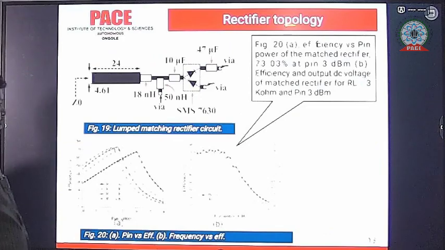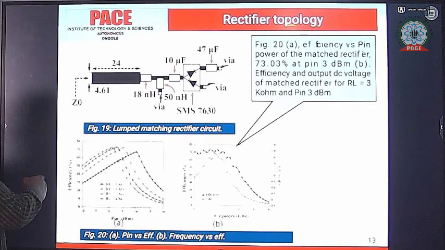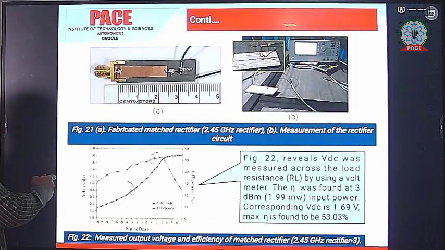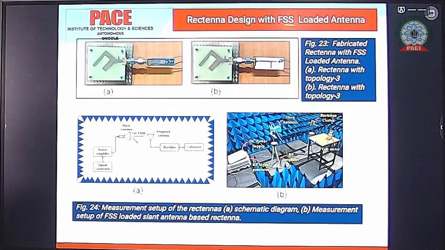Previously we designed the antenna, and then connected the rectifier part. So this entire part is considered the rectenna, or rectifying antenna. This rectifier part is lumped element matching, and this one is the microstrip matching.